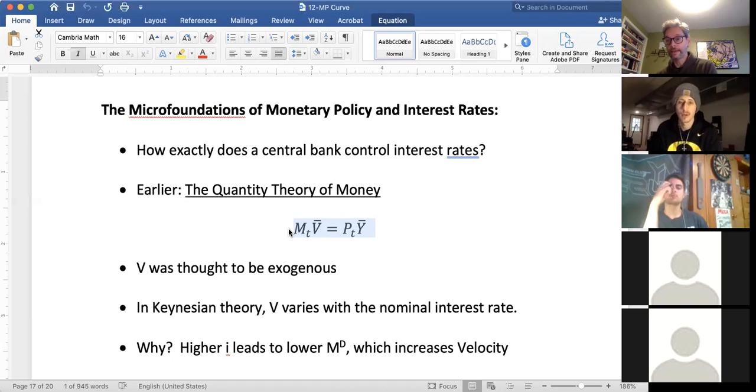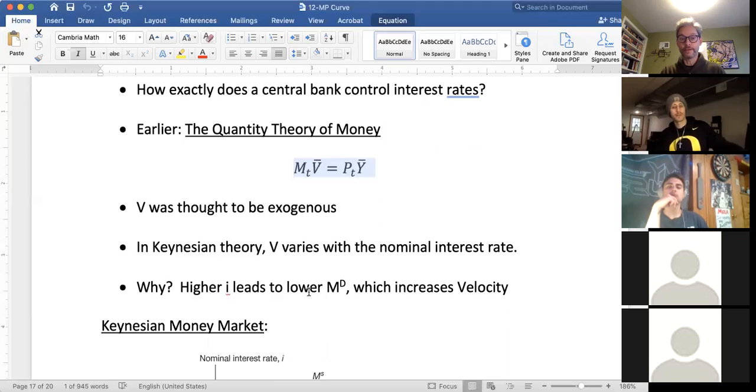When I hold money, I can't put the money in a bank and get an interest rate on it. So when interest rates go up, money demand should go down. And when interest rates go down, you'd expect money demand to go up. And when money demand goes up, velocity goes down, right? So velocity and money demand are inversely related. When you hold more money, money turns hands less quickly. And when you hold less money, money turns hands more quickly.